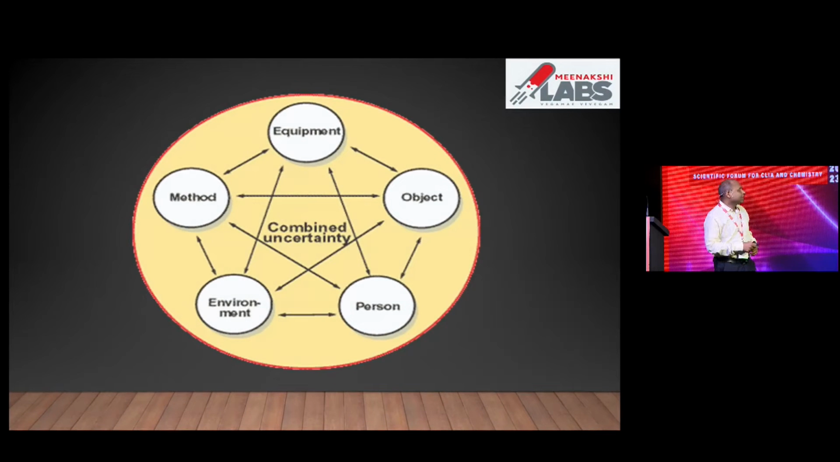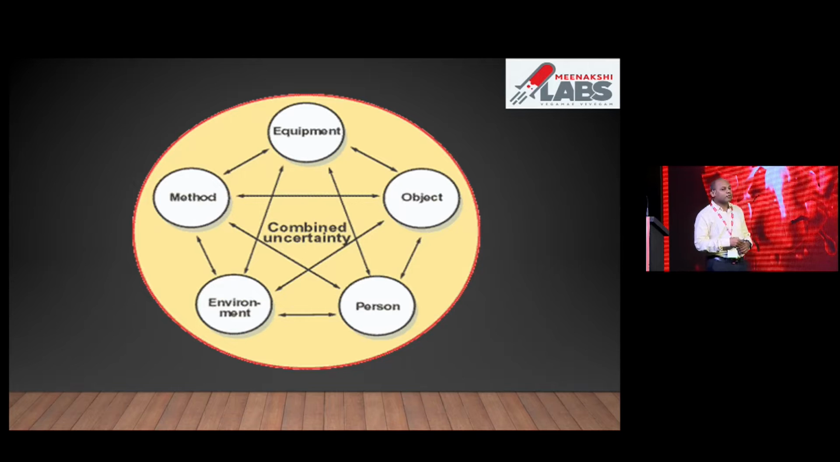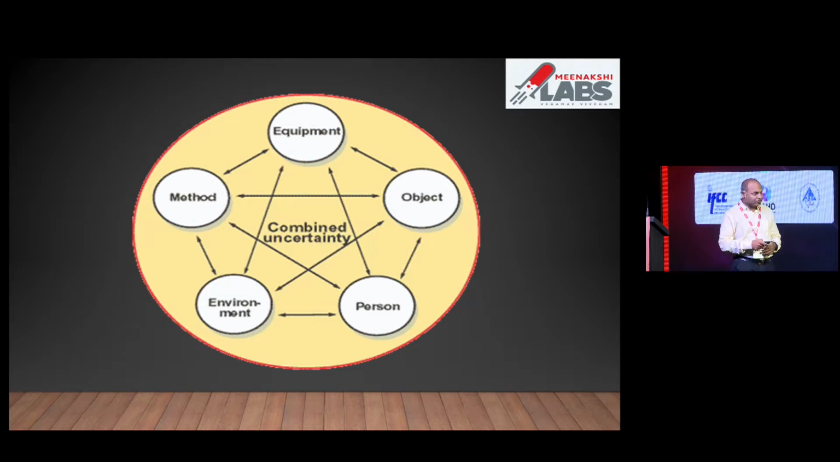Now, what are the sources of these uncertainties? The sources of uncertainties come from equipment, the object which is measured, the methodologies used for measurement, environment, and personnel, so whoever is making the measurement. These are the various sources of uncertainties in the measurement, and combined together they form a combined uncertainty. Whenever you are calculating the uncertainty in a measurement procedure, you have to consider all aspects of the testing.